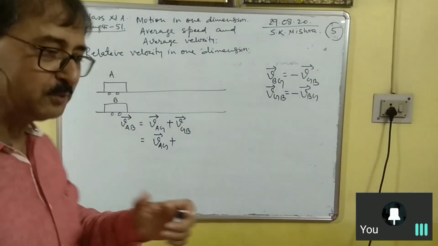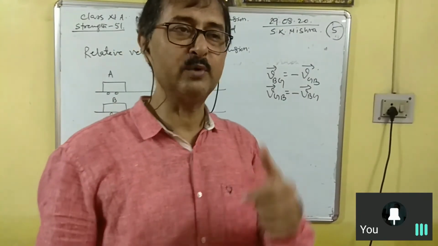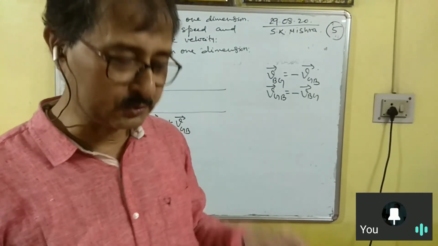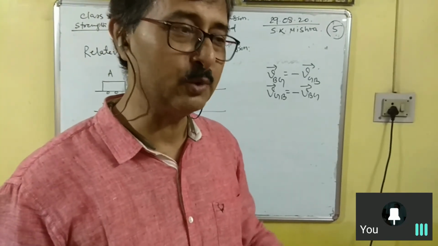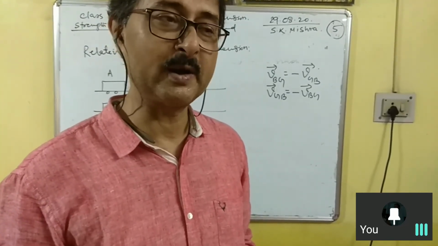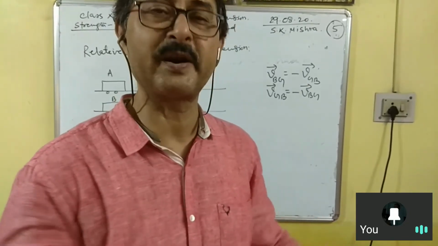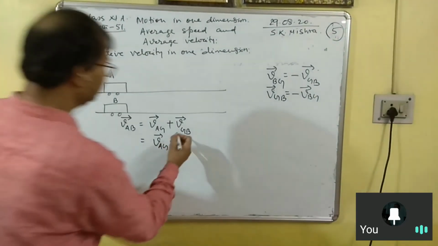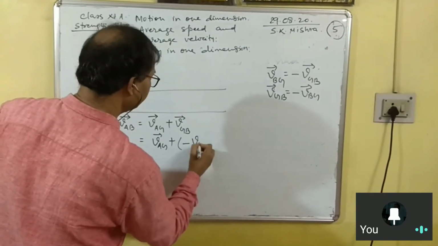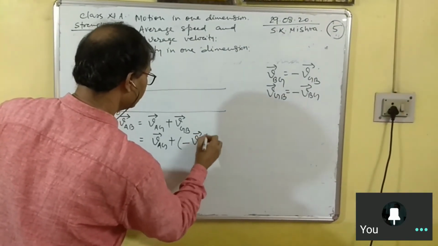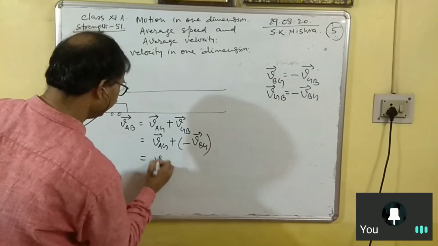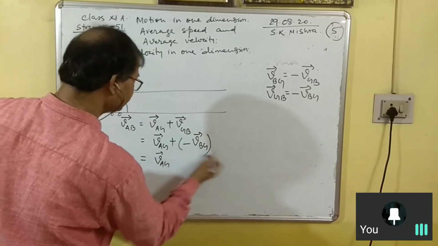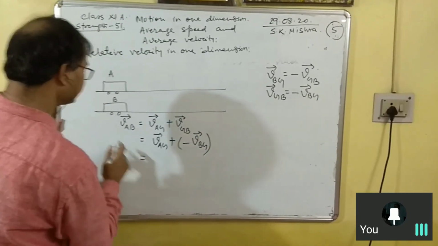If the train is moving with a speed of 40 km per hour towards east, the ground appears to move with the velocity 40 km per hour opposite to the direction of the train. So same speed. Okay. So then we are writing minus VBG. So two vectors VAG, okay, and then minus VBG. Write it like this only.